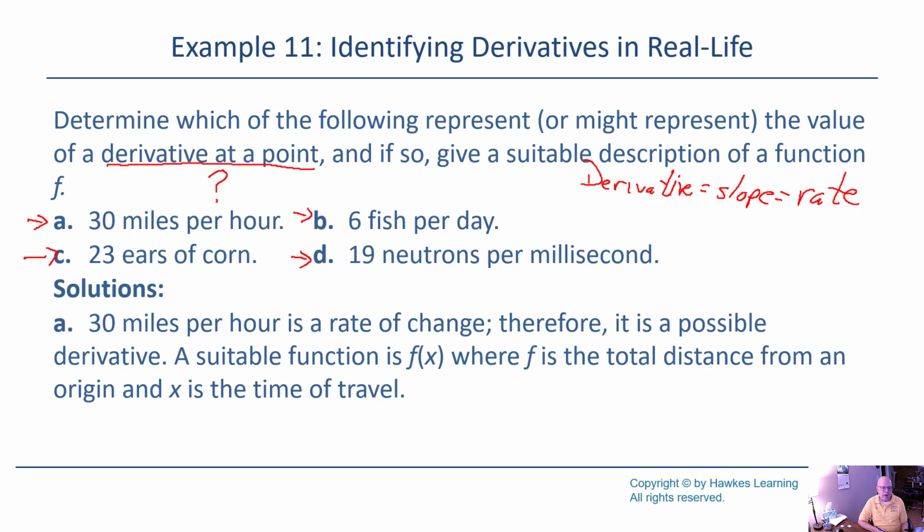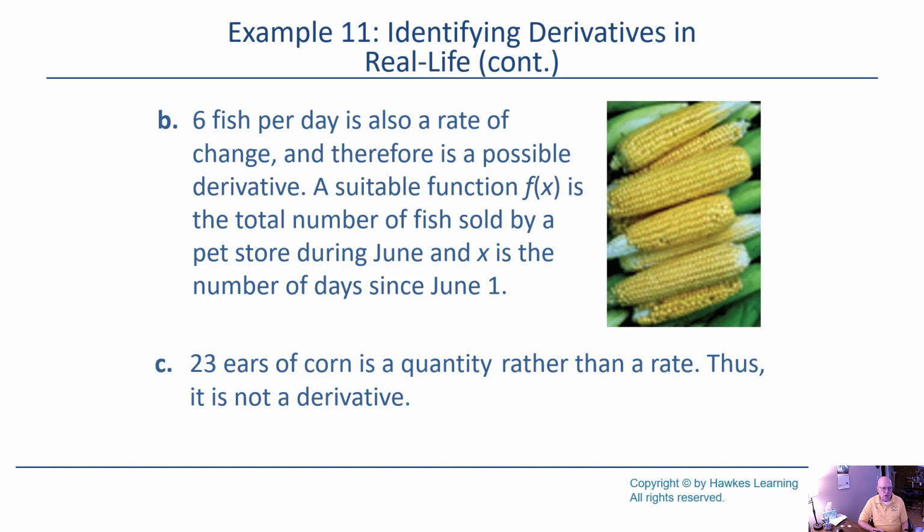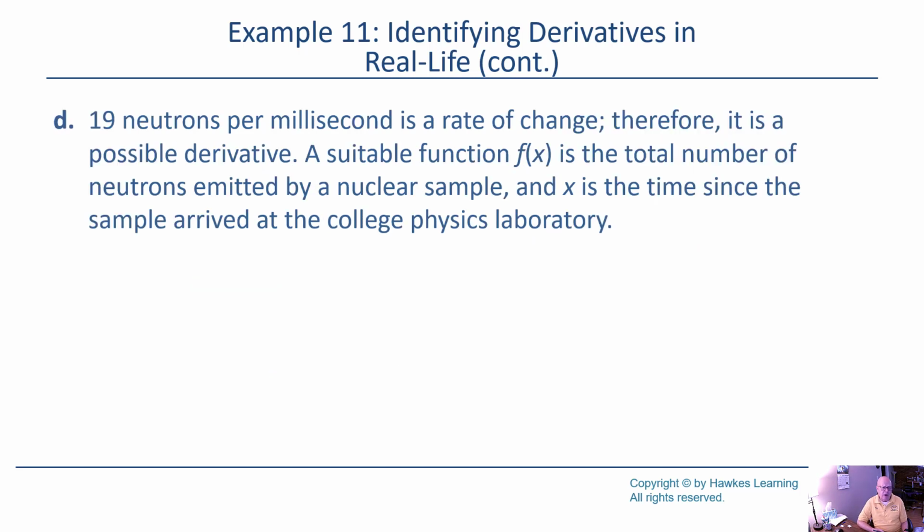First of all, miles per hour is a rate of change, therefore it's a possible derivative. Part 2, fish per day, also a rate of change. 3, 23 ears of corn. It's a quantity but not a rate. Nothing's changing. Derivatives, calculus, it's all about change. Remember that. Part D, 19 neutrons per millisecond. It's a rate of change. Two things you might notice, not exclusively because there are other kinds, but you see the per, see the time, those are dead giveaways.